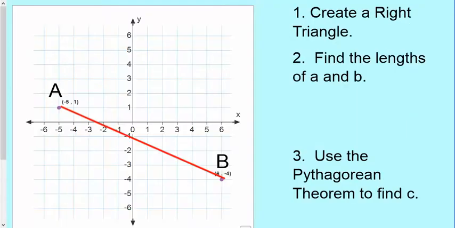Okay, so again here we're going to try to create that right triangle. So I'm going to figure out my vertical distance, or I'm going to kind of draw that right triangle.